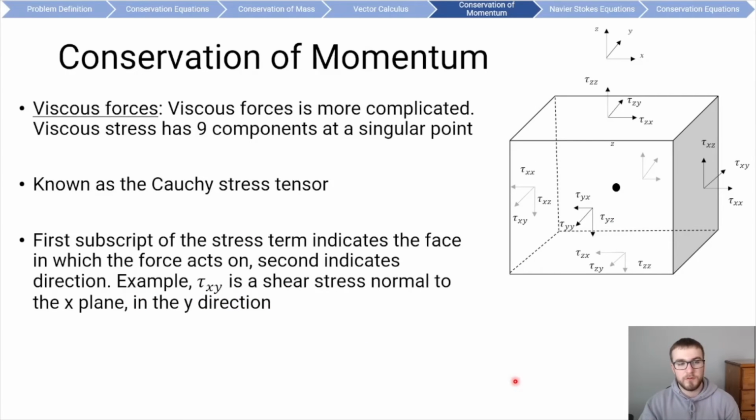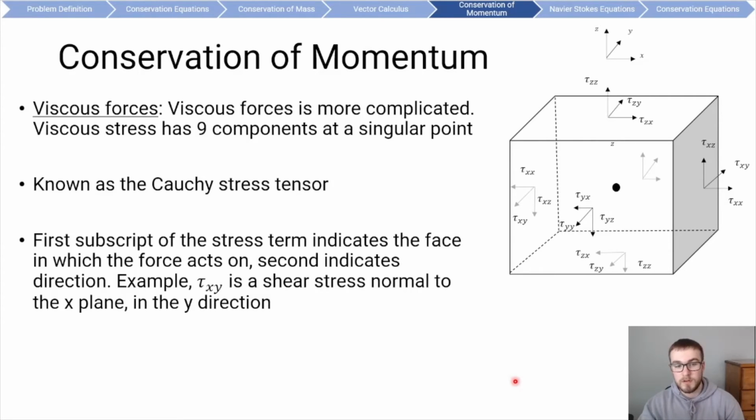So now we just have to determine the viscous forces acting on our fluid element, and that can be determined from the viscous stresses. Now unfortunately the viscous stresses are a little bit more complicated to describe, because at a singular point there are 9 components of the viscous stress, and this is known as the Cauchy stress tensor. If you'd like to learn a little bit more information about this, you can simply search up the Cauchy stress tensor.